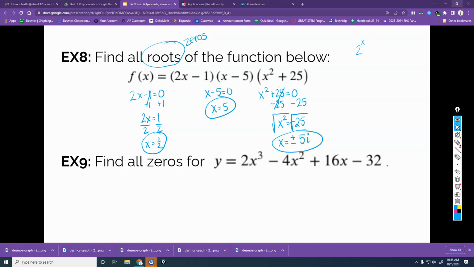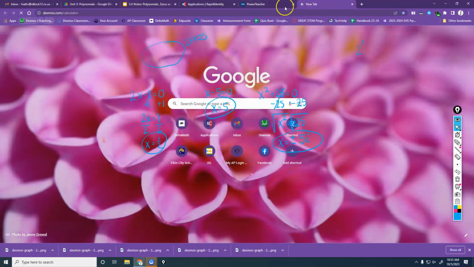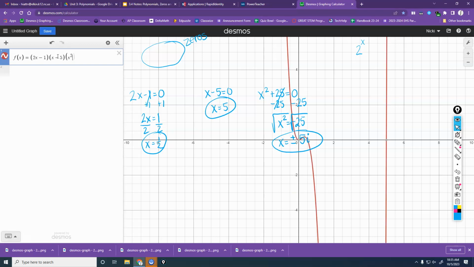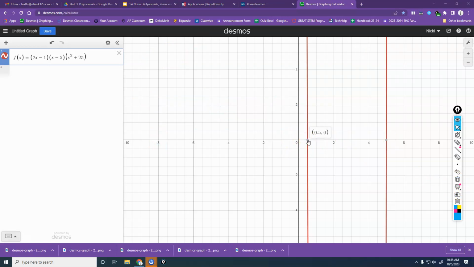Now, one reason that I did not want to pull up Desmos right away for this is because if I graph this, f of x equals 2x minus 1 times x minus 5 times x to the second plus 25, I can see on my graph here, right there's my 0.5, which is my 1/2, right? Right there is my 5. Can I see the plus or minus 5i? I cannot, because those are imaginary roots. They're not going to show up on the graph. Okay?